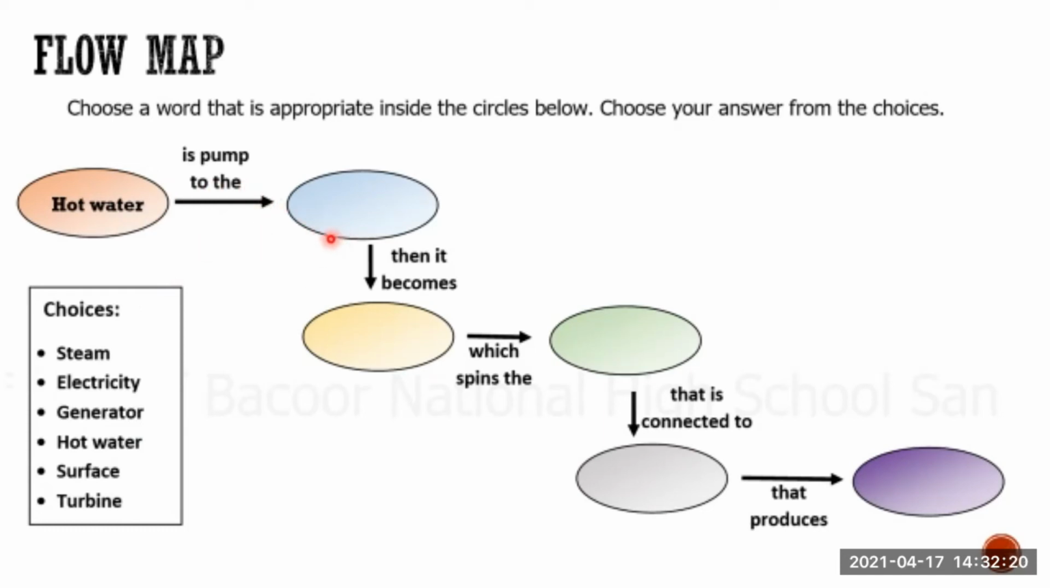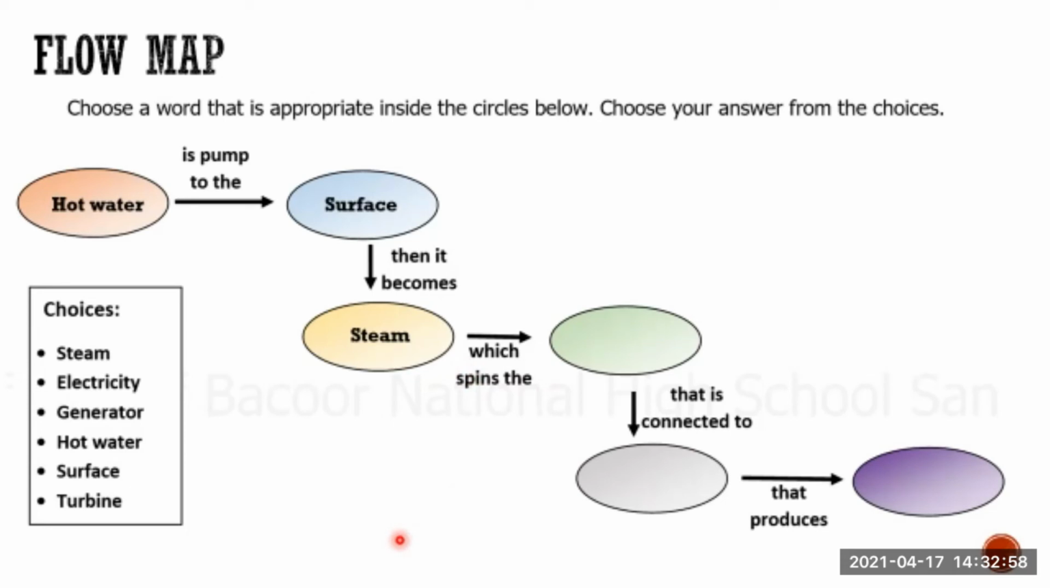What do you think is the second word for this circle? Very good. The hot water is pumped to the surface. Then it becomes what? When the hot water is pumped to the surface, it becomes what? Very good. It becomes steam because of the drop in pressure. Now, the steam spins the what?